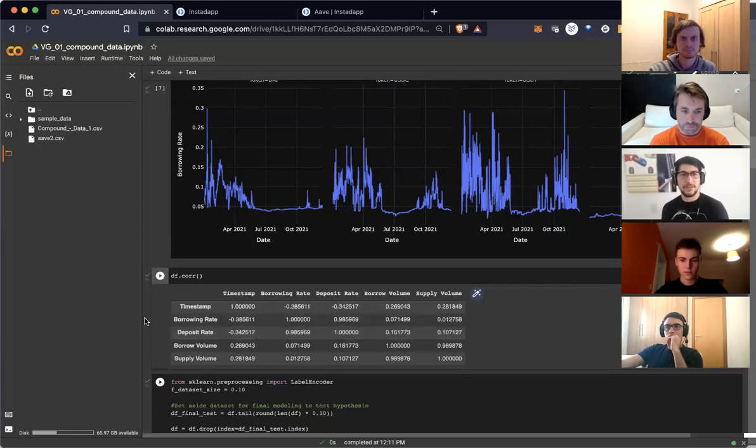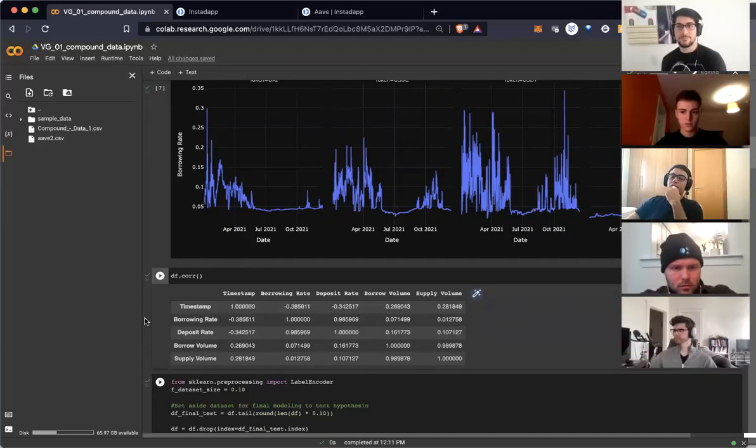Any thoughts on that? You have to think that in order to borrow, you have to deposit, because it's an over-collateralized loan. So it makes sense, because I think those rates are driven by the volume of borrowing and depositing. Once the depositing is going up, the borrowing volume will also go up, because people are probably depositing in order to borrow. So I think that kind of makes sense. That is a very, very high correlation number though.